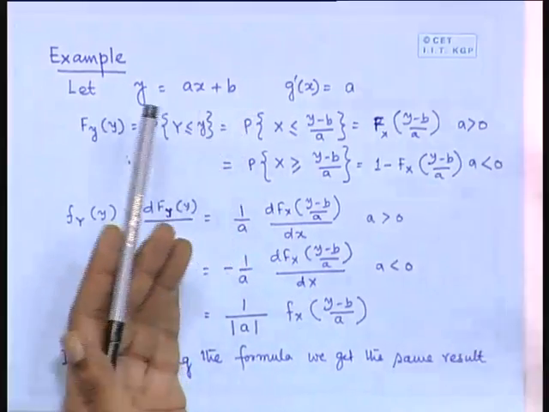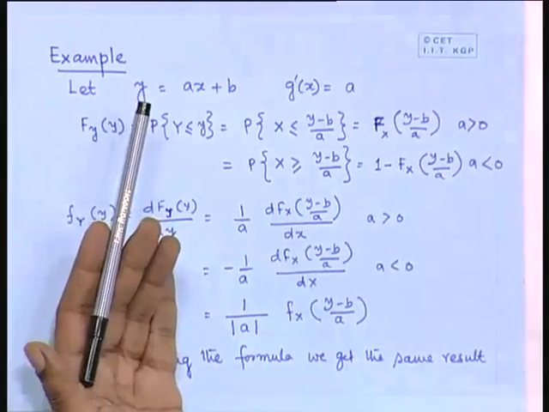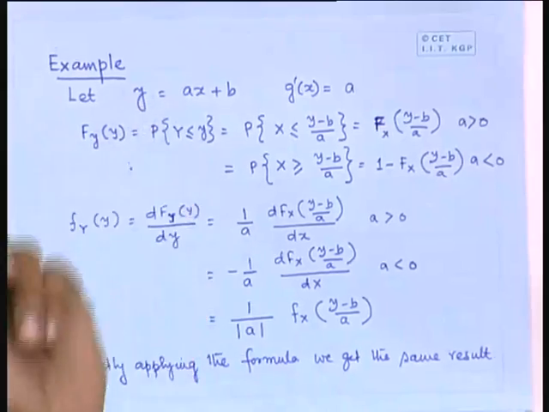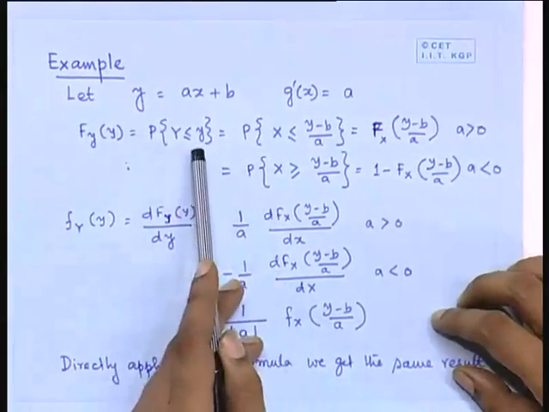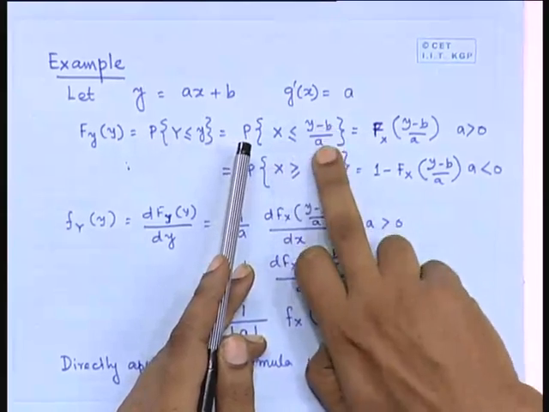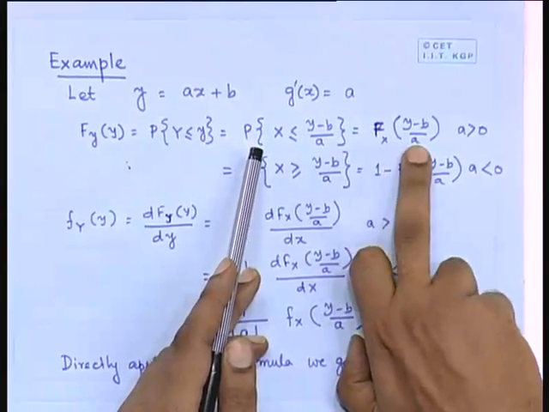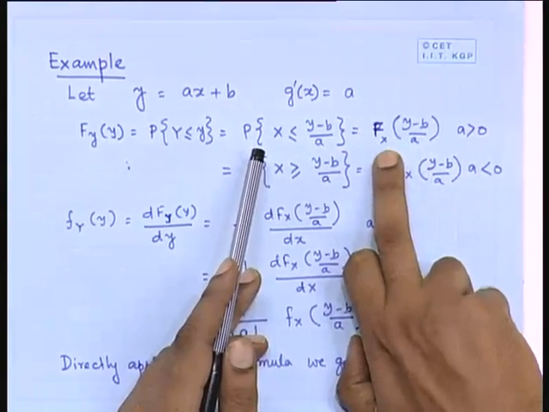So it's a simple case. You need to consider only one point. You don't need to sum or anything. This is a very simple case. So obviously the probability that x is less than or equal to this is nothing but this. In terms of the distribution of x, it is this.